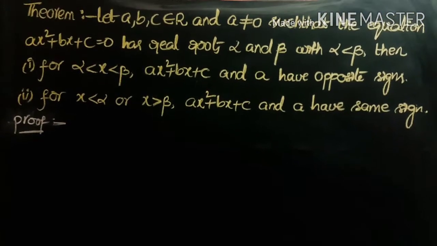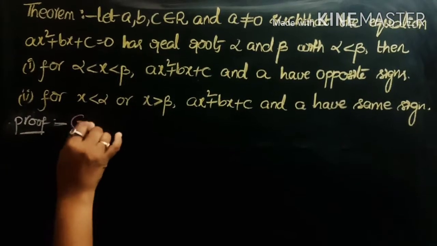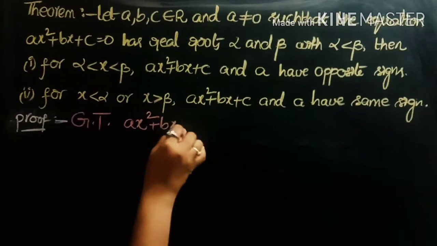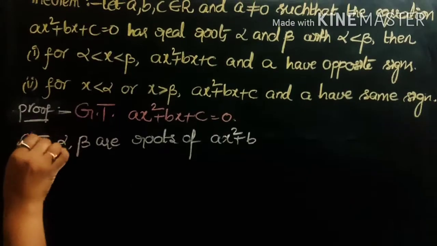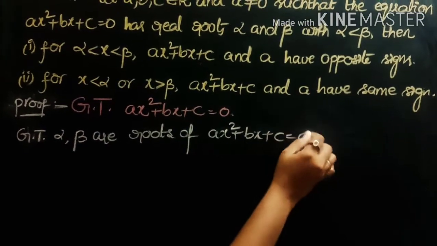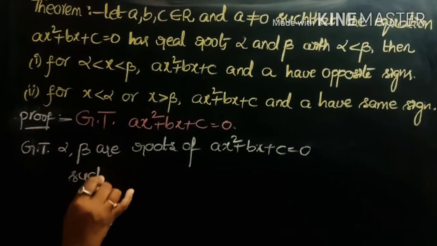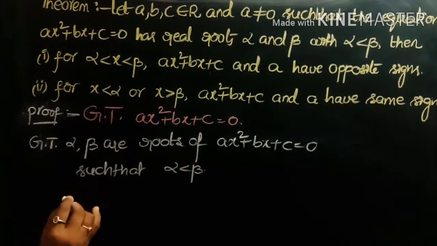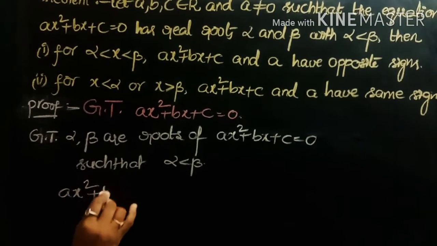So first we take the given equation here, given that ax² + bx + c = 0. This equation is given, and also given that alpha, beta are the roots of the equation ax² + bx + c = 0 such that alpha < beta.